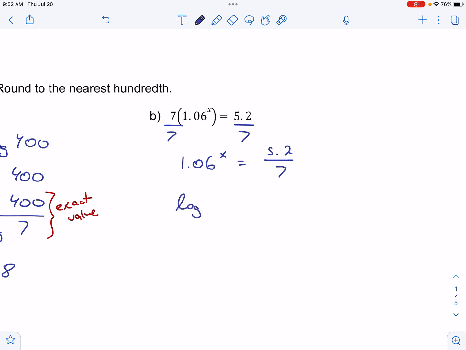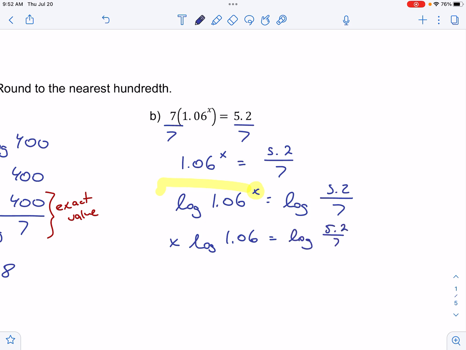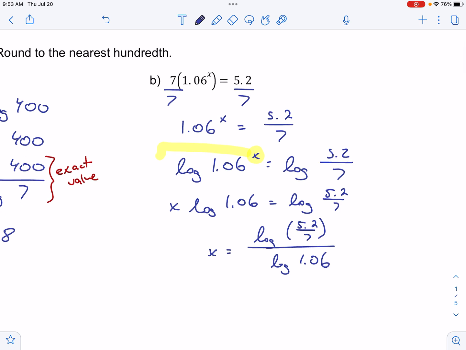Now I take the log of both sides, and I bring that exponent of x out front. So I have x log 1.06 is log of 5.2 divided by 7. And so my x is going to be equal to log of 5.2 divided by 7, all divided by log of 1.06. Again, this would be the exact answer if you were asked for the exact answer. But here we're being asked to find an approximation and round to the nearest hundredth, so I type it in my calculator and I get negative 5.1.